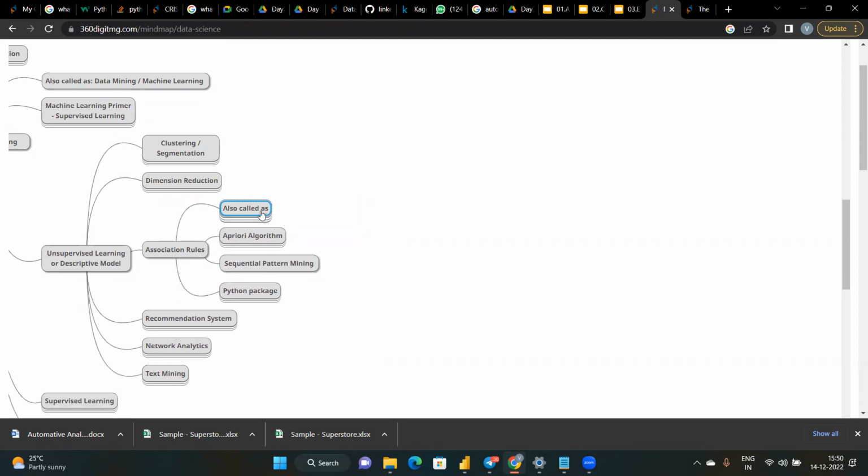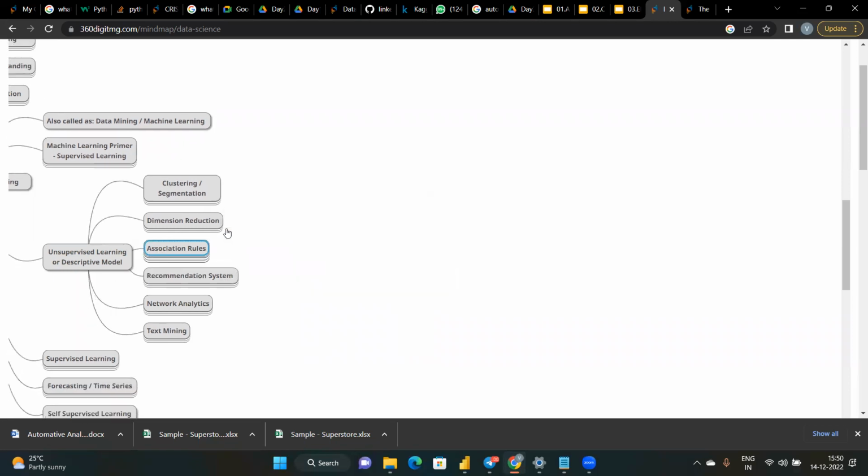And the Apriori algorithm. The performance measures are support, confidence, lift ratio, and conviction, that is of association rules, and sequential pattern mining. The Python package is mlxtend.frequent_patterns. The function is apriori, and association rules will be in that package.